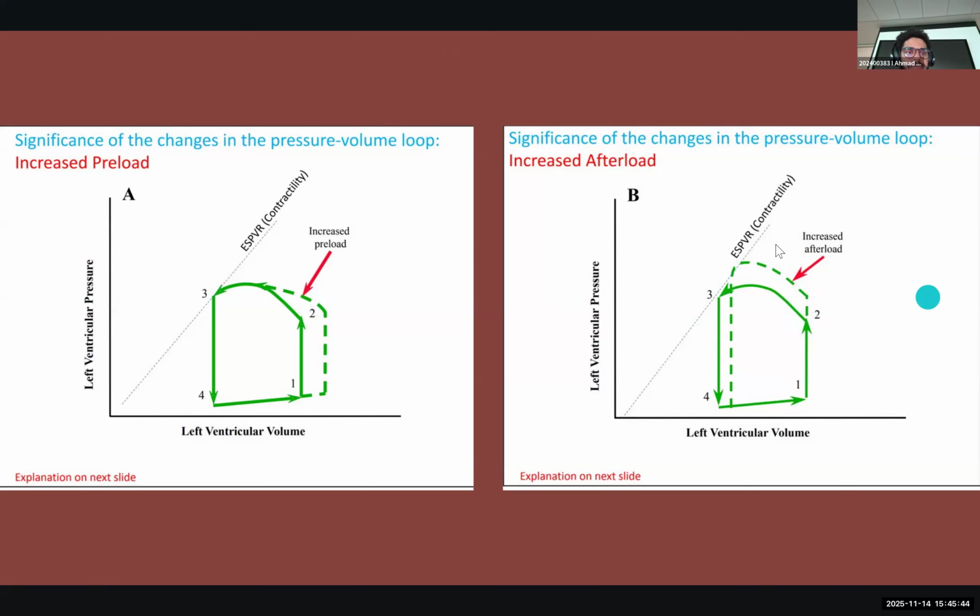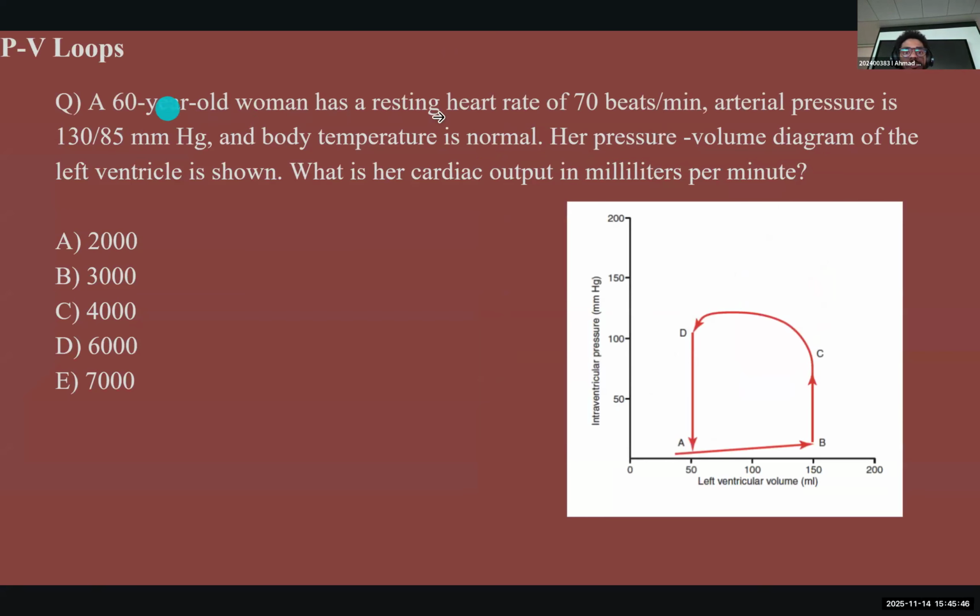Okay, PV loops. A 60-year-old woman has a resting heart rate of 70 beats per minute. Arterial pressure is 130/85, and body temperature is normal. Her pressure volume diagram of the left ventricle is shown. What is her cardiac output in milliliters per minute?